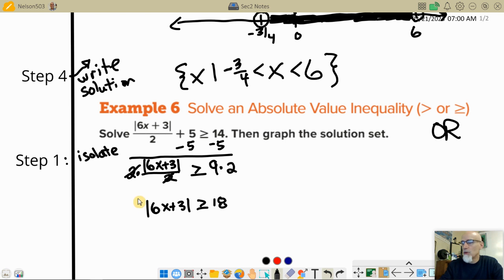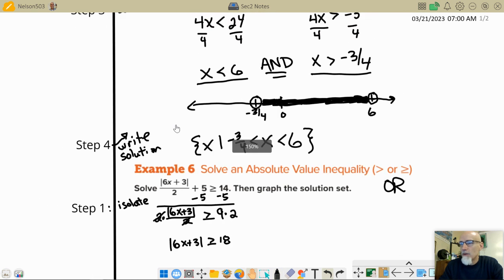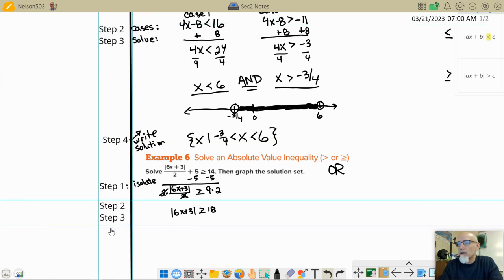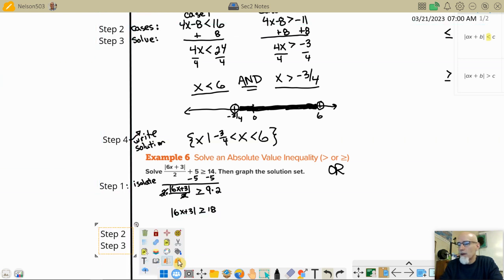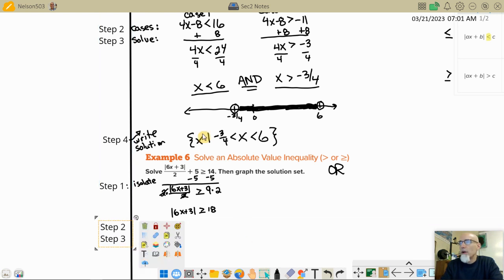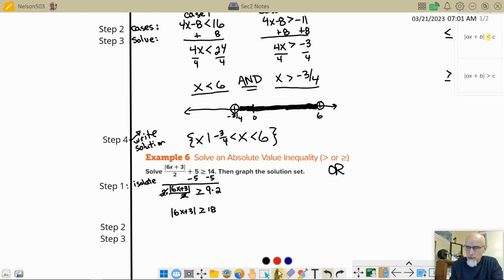Okay, steps 2 and 3. Just to emphasize this, these are the same. So let's take a copy and paste, and I'm going to click and drag down here. Okay, and what are steps 2 and 3? Step 2 is to write out our cases, right? So cases.